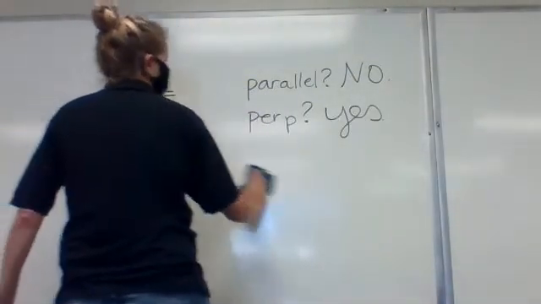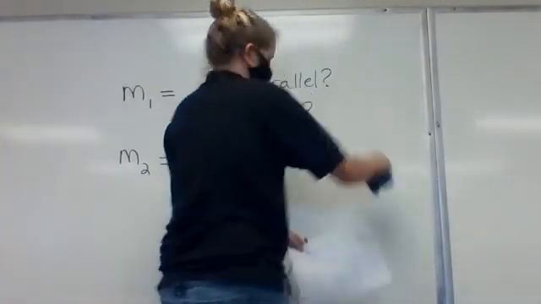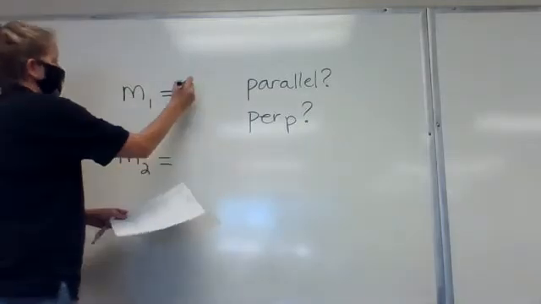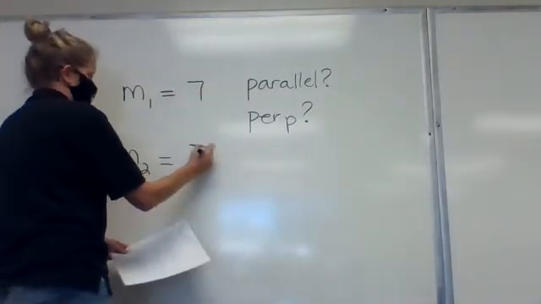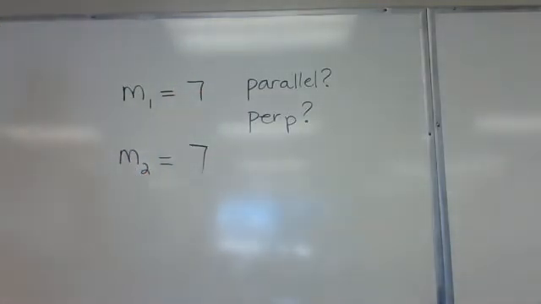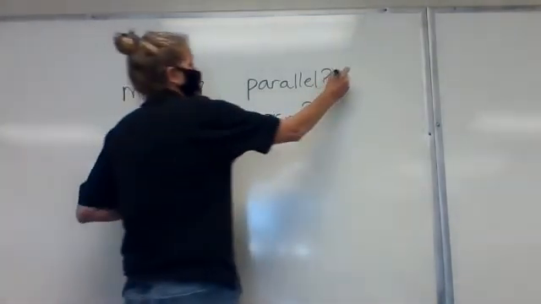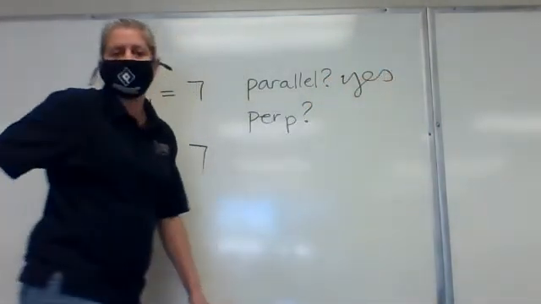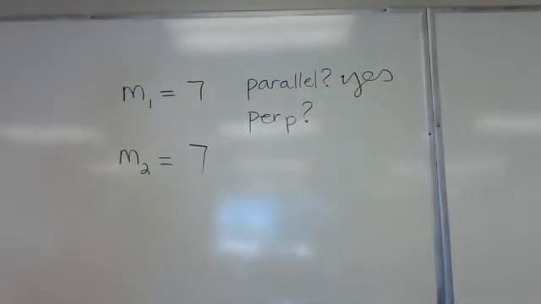Mine, ooh, this one is parallel. My number 4, slope 1 is 7, slope 2 is 7. Are they the same exact number? Yes, ma'am. So they are parallel. And you don't need to check anything else, because if you're parallel, you're not perpendicular. And I hate the little parts. Yeah, I mean, you can't be both.